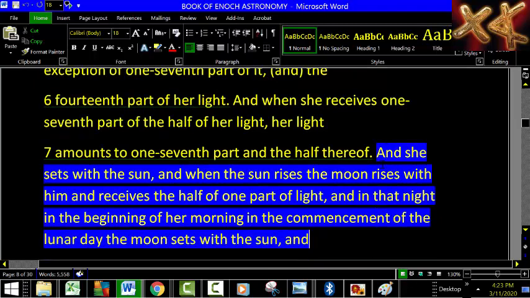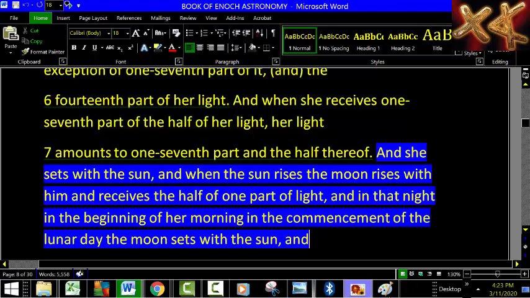Then it says down here, and she sets with the sun, and when the sun rises, the moon rises with him and receives the half of one part of her light. And in that night, in the beginning of her morning, is the commencement of the lunar day. All right, now you see right here it says, and she sets with him, talking about the next day, and when the sun rises, the moon rises with him and receives a half of one part of the light.